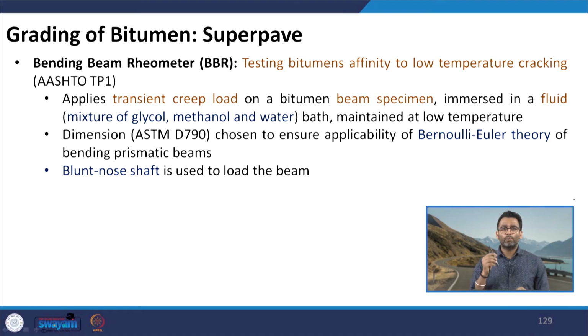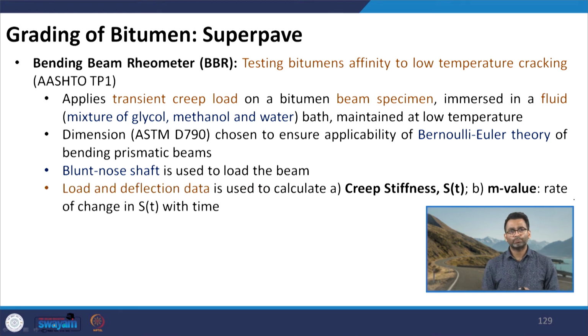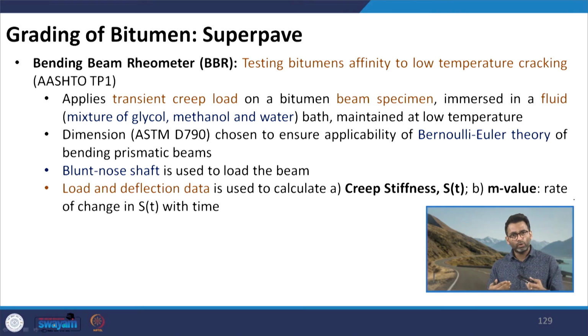Then we will use a blunt nose shaft to load this specimen. So this is like a 3-point bending test. We are holding the specimen like this, and at the center we are applying the load using a blunt nose shaft. Once we apply a load, of course you can imagine that this beam will start to deflect. If it is a transient load, which means it is increasing with time, definitely the deflection will also keep on increasing with time. So load versus deflection data is continuously monitored in the test, and using this data we determine two parameters.